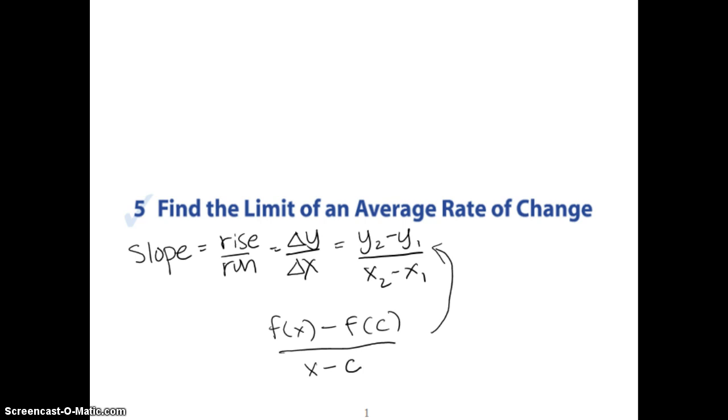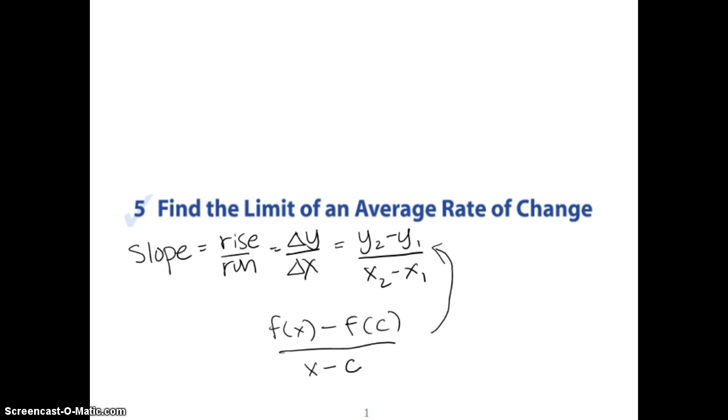First I want to just talk to you real quickly about, hopefully you remember, average rate of change is just another word or a synonym for slope. Slope can be expressed many different ways. Some of the ways that you've probably seen are rise over run, delta y over delta x, and y2 minus y1 over x2 minus x1. So it's essentially the change in y divided by change in x.